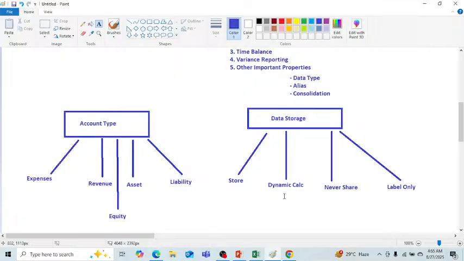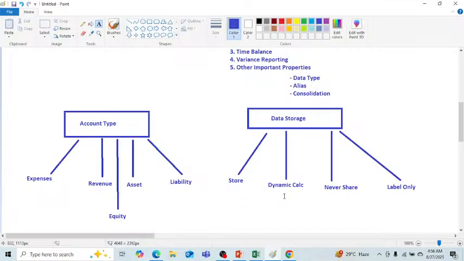As far as never share is concerned, this is for level 0 members that are also marked as dynamic calc, and they are not intended to have data stored in them. For example, members that hold a formula, like gross profit, as well as total revenue, total asset, and total liabilities. For label only, this is for the parent members that are not dynamic calc and do not have data stored on them. So they are purely for hierarchy structure.